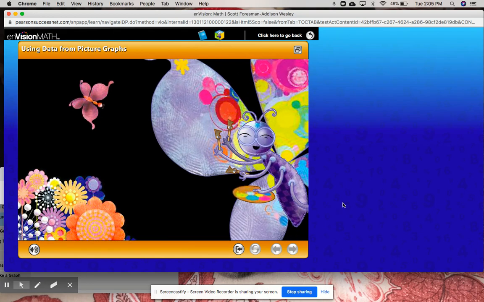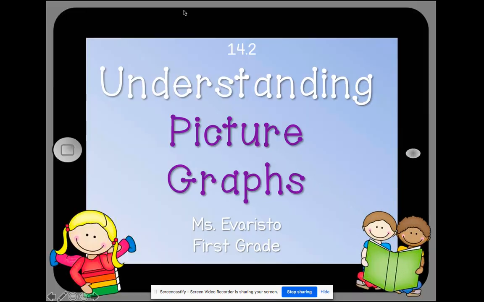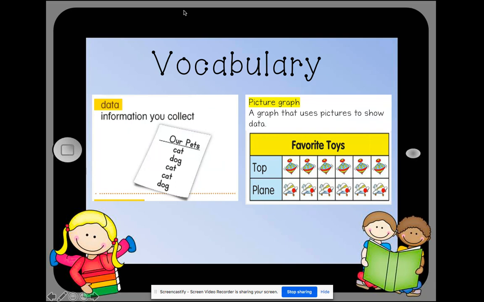All right, that's our little video, but we are going to do some practice problems together to make sure we understand our lesson for today. So today was all about picture graphs. Let's just quickly review our vocabulary that we've been talking about. The first one being data, and that is information that you collect. And then once you collect that information, you want to put the information into a graph so that it's easier to read. And today we explored how to create a picture graph. And a picture graph is a graph that uses pictures to show data.